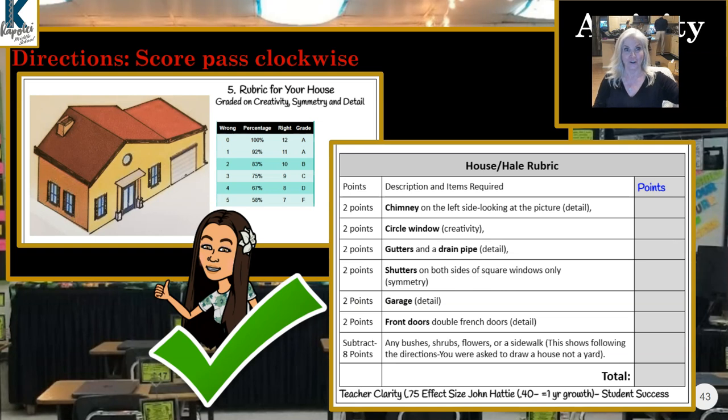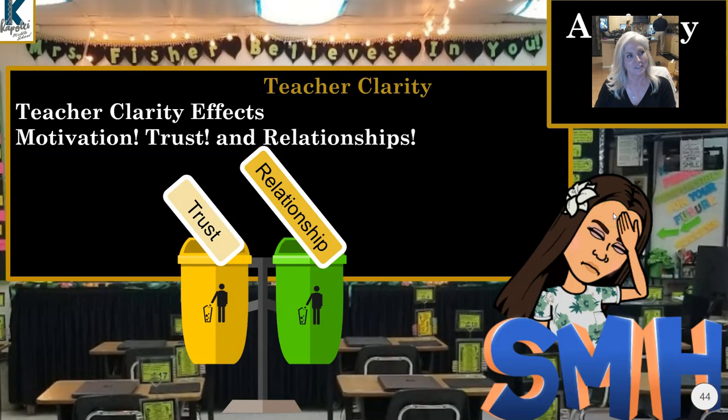All right, so if you scored 11 to 12 points, raise your hand. Those are my superstars. All right, great job. Thank you for doing your best. Everybody else, you need to try harder next time. So how did that make you feel? How did not having teacher clarity affect your motivation? Did it violate your belief that your success is important and possible?